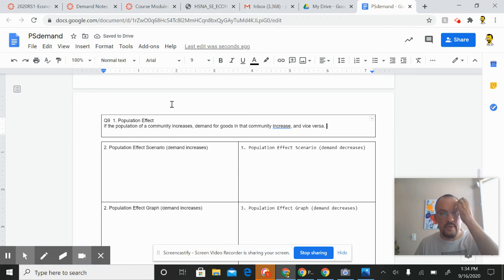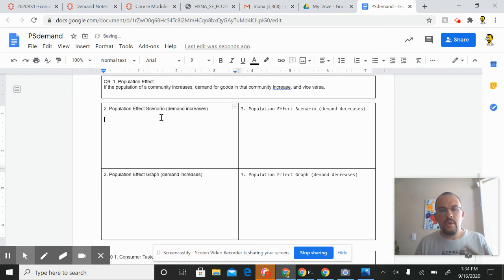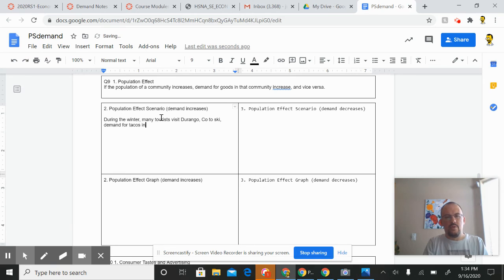Now you want to have a scenario where demand is increasing. So all you need to have is like a town, and you need the population of that town to increase for some reason. So you could say during the winter, many tourists visit, let's say, Durango, Colorado to ski. Demand for tacos in Durango increases. That's a scenario. That's like a story. It's an example that's meant to illustrate what this means, okay?